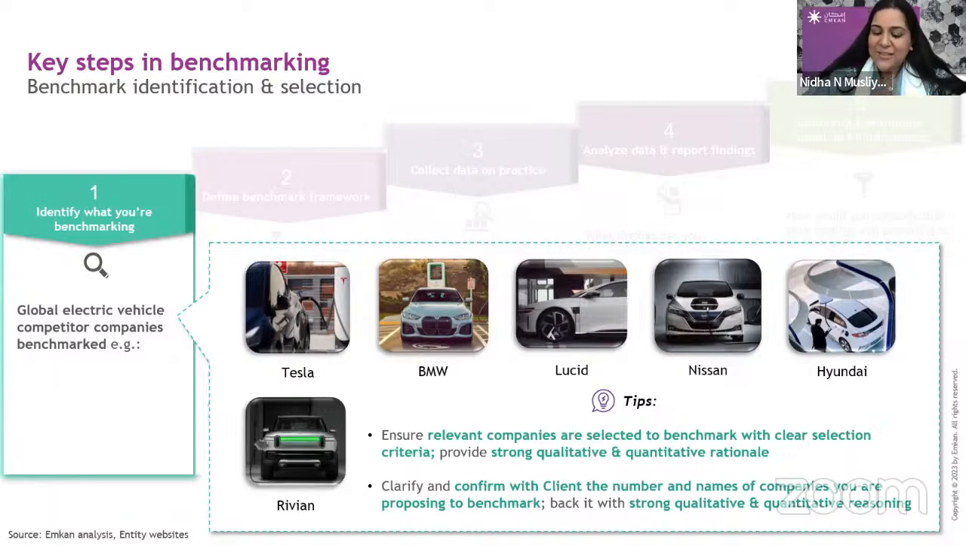Again, I'm not saying that these are the definite ones and these are the only ones that should go forward, but these would be some of the top names that we would put forward. And then you'd also have to really clarify with the client the number and the names of the companies you're proposing to benchmark. Sometimes clients want 10, 20 benchmarks, but are you really going to get much further insight if you dilute your efforts, or are you going to propose some really strong 5 to 7 benchmarks that is really backed by strong qualitative and quantitative reasoning?